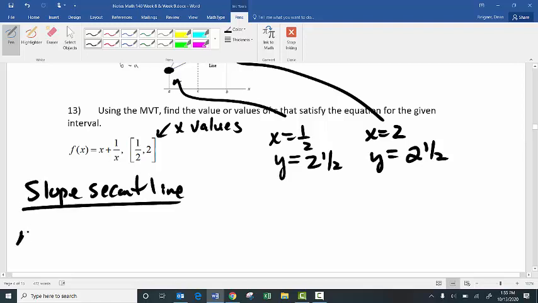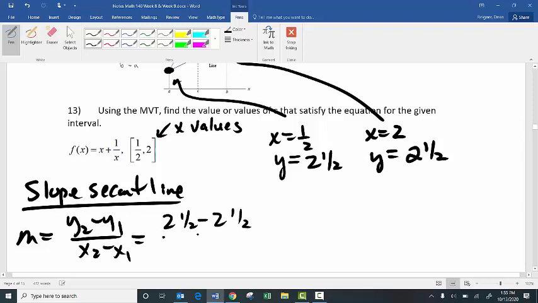So the slope of 2 points is you just subtract the y's, and then over the x's you subtract them. So y2 is 2.5 minus y1, which is also 2.5, and then x2 is 2 and x1 is 1/2. So you get 0 over 1.5, which is 0. Okay? So the slope of our secant line is 0.